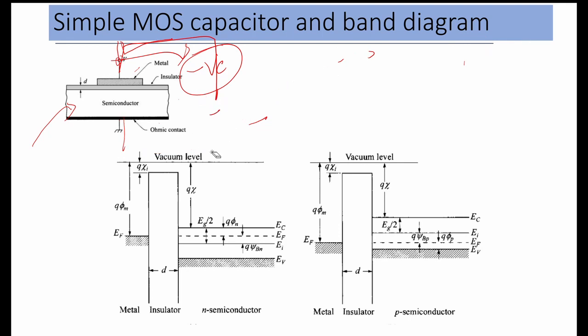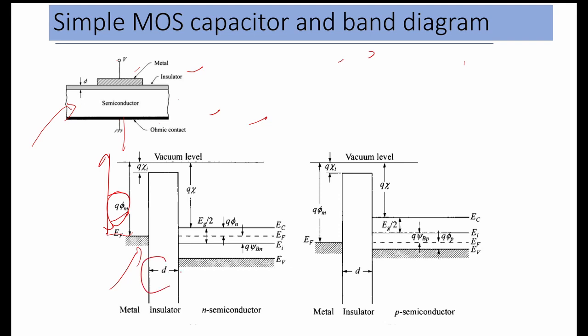In this figure, this is the band diagram of the metal oxide semiconductor junction. This is the metal, this is the Fermi level of the metal, and this is the work function of the metal, q phi m. This is the dielectric layer of thickness d, and this part is the semiconductor.